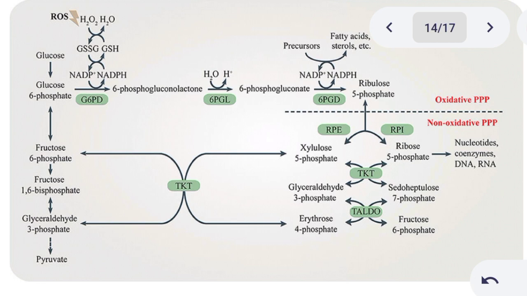Okay, what about ribose 5-phosphate? Ribose 5-phosphate is very important in cells for the production of nucleic acids. So this is a precursor for the production of nucleic acids. It is also important in the formation of coenzymes such as coenzyme A, and also in the production of NAD+ and also FAD.